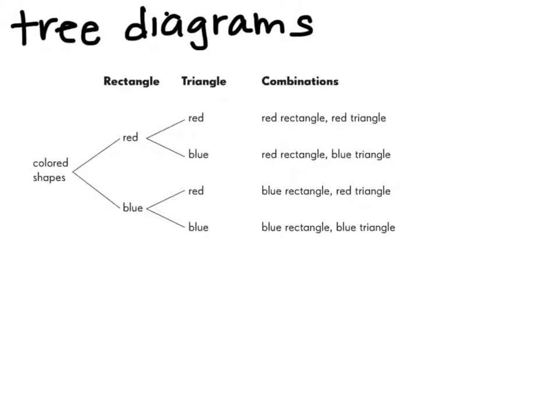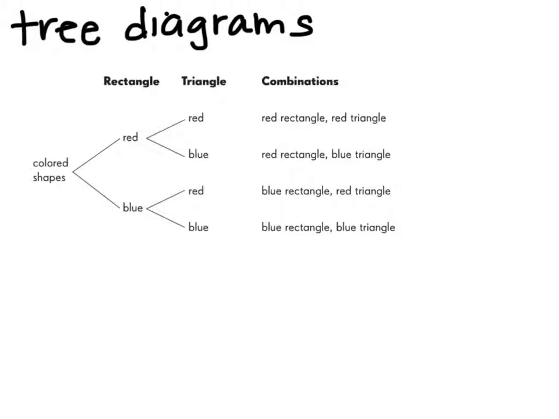A tree diagram is another way to show combinations. Let's go back to the example from the beginning of this lesson with the red and blue rectangles or triangles. A tree diagram shows the possible combinations for painting Marion's rectangle and triangle in either red or blue. Each stem of the tree diagram can be traced from left to right and represents a possible combination.